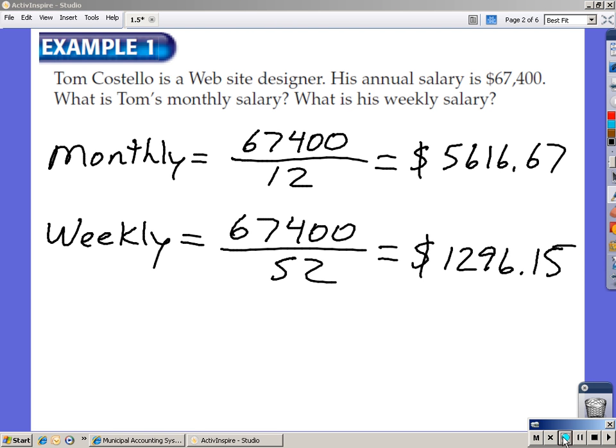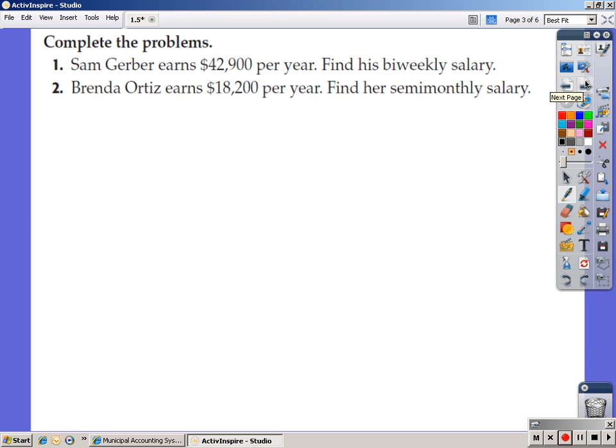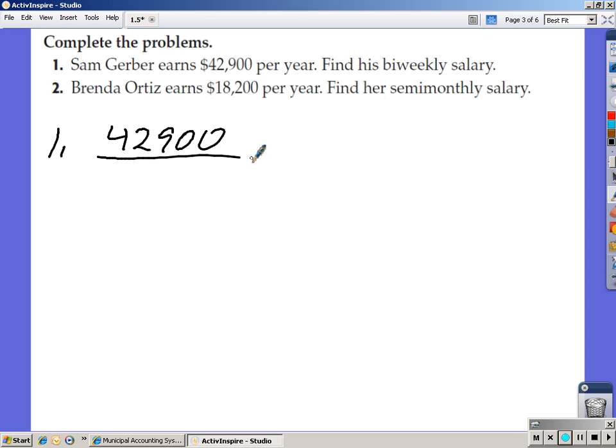Okay, let's go ahead and look at the first problems on your homework. Try problems 1 and 2. Press pause while you're doing so and play to make sure you got them right. All right, let's take a look at this. Number 1, it says Sam Gerber earns $42,900 per year. Find his bi-weekly salary.